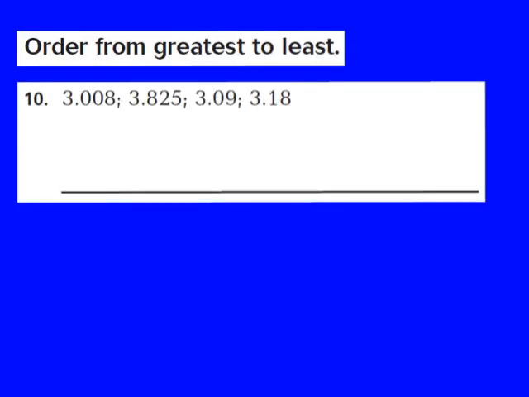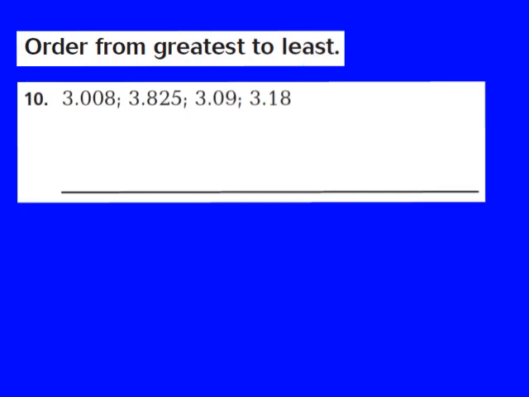Now, let's take a look at question number 10. The directions are a little different this time. The directions say to order the numbers from greatest to least. So I need my biggest number first. Once again, we're ordering from greatest, and then we're making our way to the least or the smallest number.